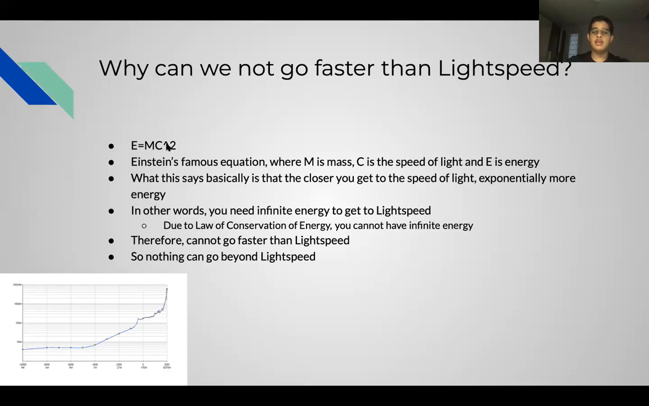E is equal to mc squared. Has anybody heard this equation before? No. I thought not. By Albert Einstein. Yes, good job, Kshitij. Yes, it's Einstein's famous equation. E is equal to mc squared. M stands for mass. C is the term we use for the speed of light. And E is equal to energy.